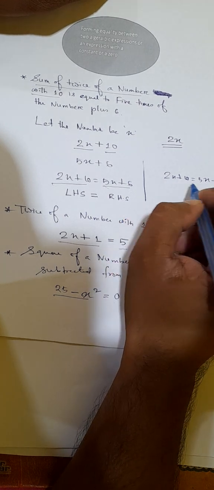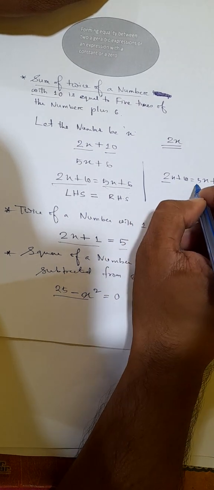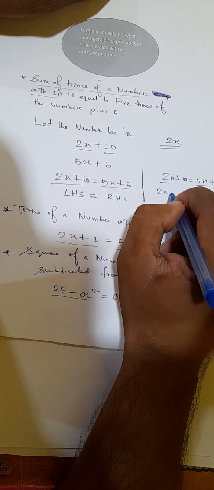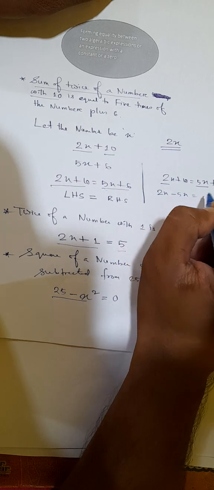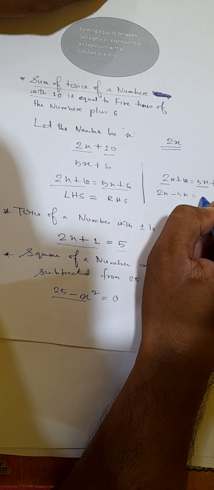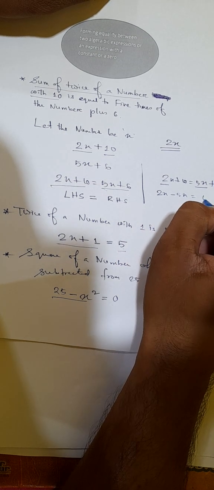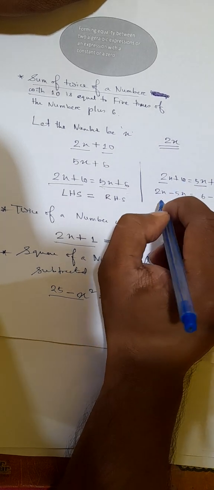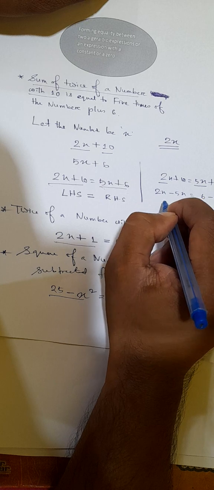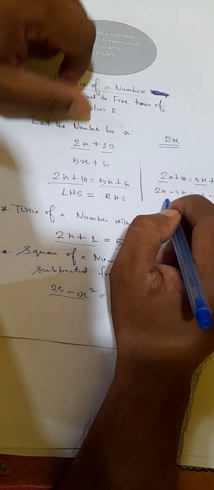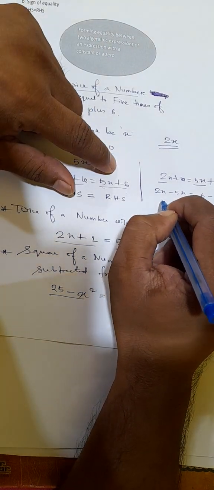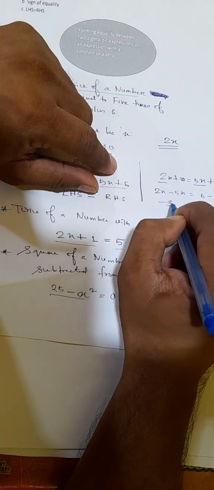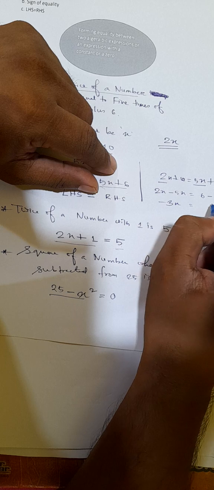We will try to shift the variable to the left hand side: 2x minus 5x. Then we will shift the constants to the right hand side: 6 minus 10. We are shifting 10 to the right hand side. 2x minus 5x, when you subtract 5 from 2, we find minus 3. Minus 3x equals 6 minus 10.